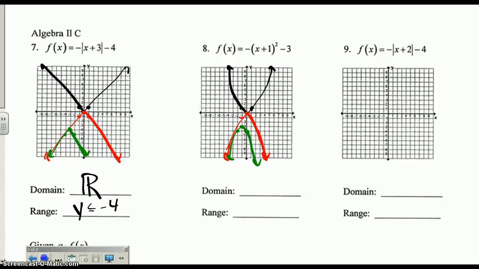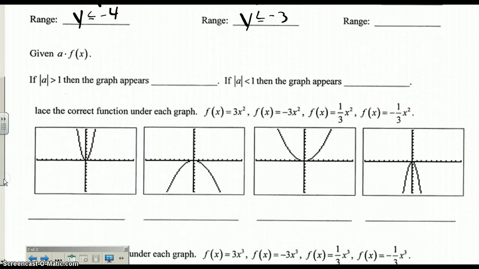Okay, the domain is always going to be all reals for parabolas, as you guys saw in the last chapter. And the range, it's below that vertex point, so y is going to be less than or equal to negative 3. Okay, let's go down to the second half of this page. So given a times some function, this coefficient is the a, so it's some coefficient out front, that's not 1, and it's being multiplied by one of our parent functions. Okay, and what you're going to see here is that no matter what the coefficient is, as long as it's not 1, it's going to change each parent function in a very similar fashion.